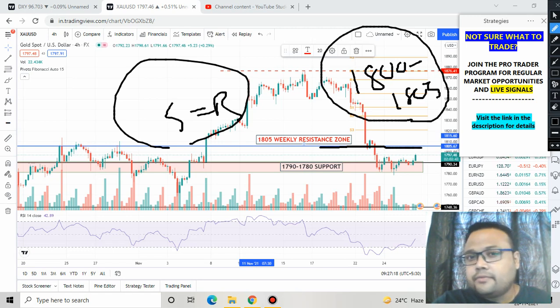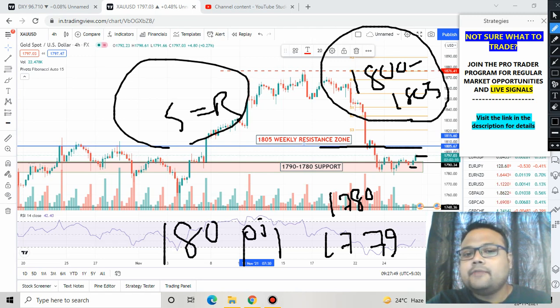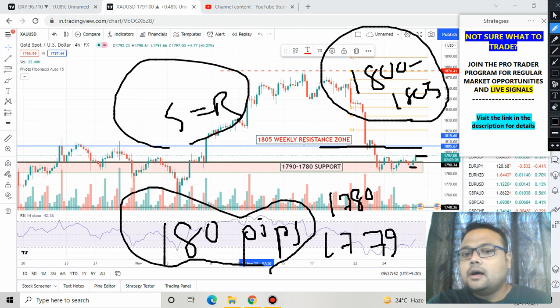But if you are looking for a fresh buy position in the market, then I say you should not be taking any position. Try to understand our logic here. If you buy at 1797, then your stop loss will be below this level at least. The safest stop loss is below 1780 or 1779. If your stop loss is 1779, then a stop loss of 180 pips is something very huge. So this is not at all a logical stop loss for you.